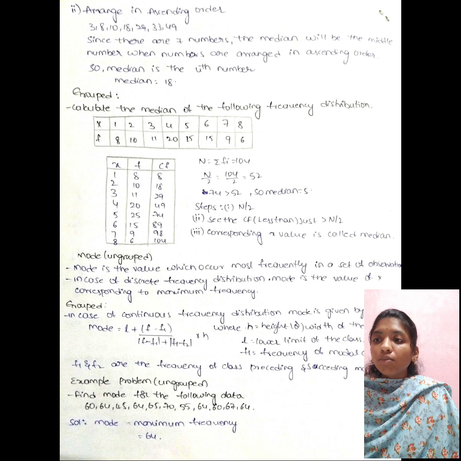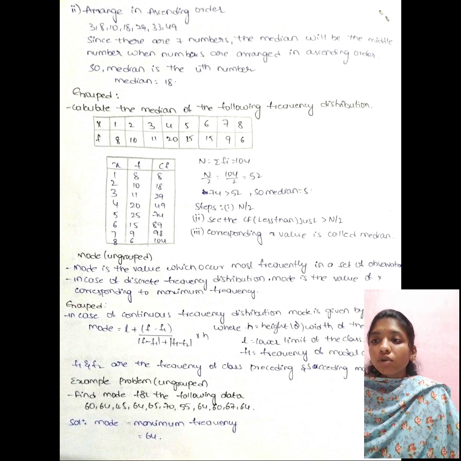And the third one is mode. Mode for ungrouped data: mode is the value which occurs most frequently in a set of observations. In the case of discrete frequency distribution, mode is the value of x corresponding to maximum frequency.